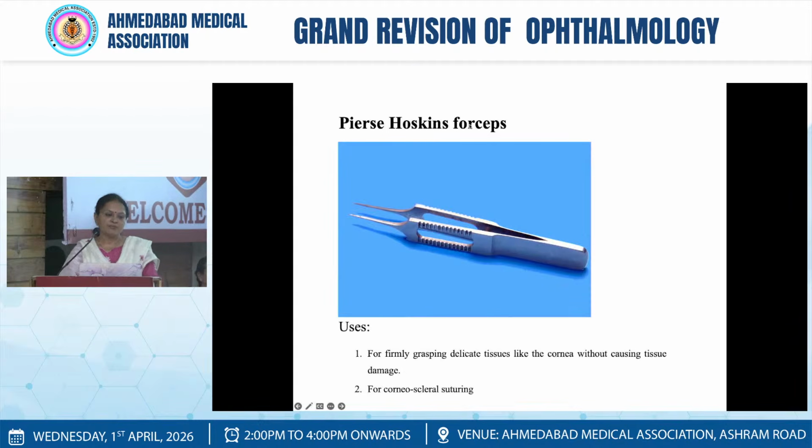Then you have to differentiate between these, Pierse-Hoskins forceps. In these Hoskins forceps, you have a fine tooth. It is here, so you can see after the session, right? Because if I show you just now, the last benchers cannot see. So it is usually used for firm holding of the tissues. And while holding the tissue, you should be very aware that it should not tear the tissue. So whenever you have to cut something or you have to take the suturing, it is for the holding purpose.